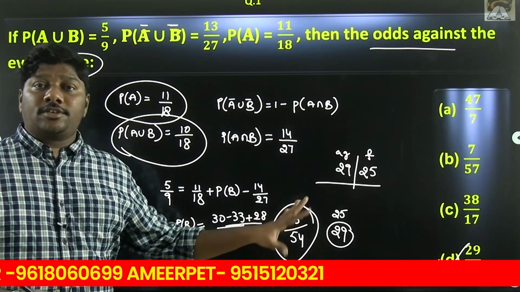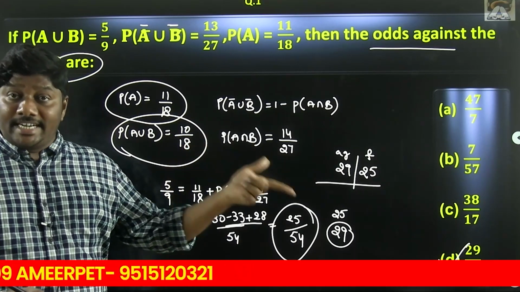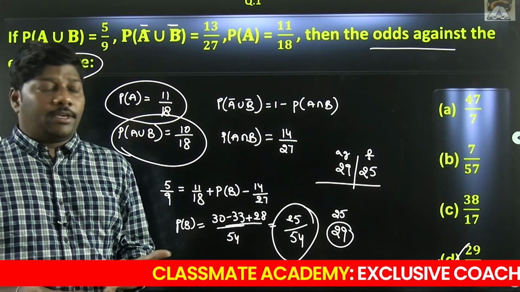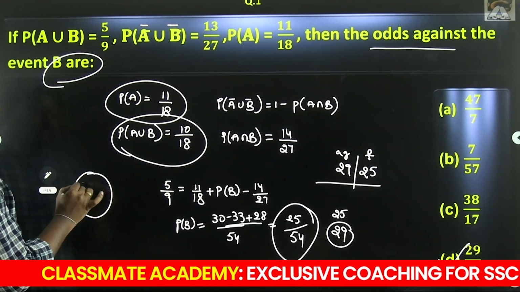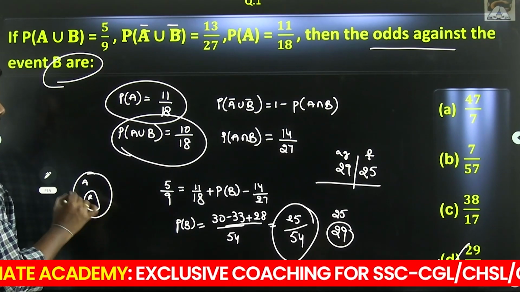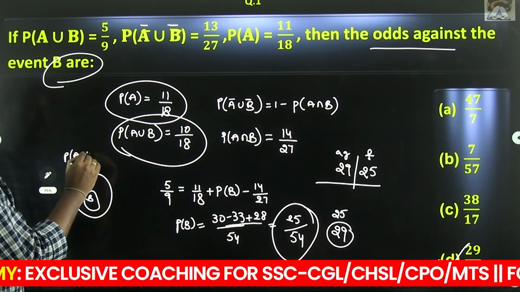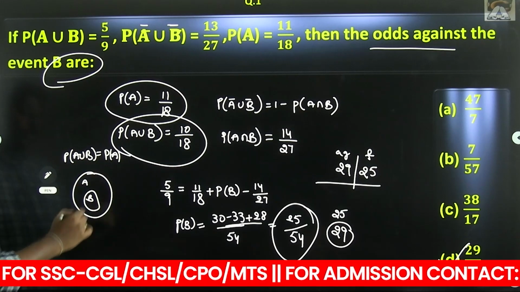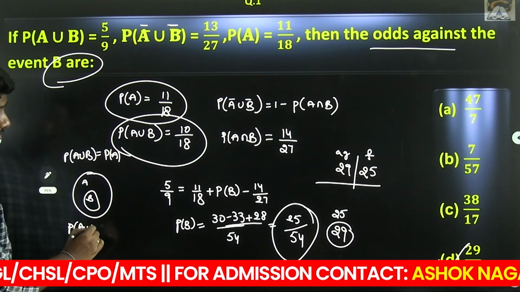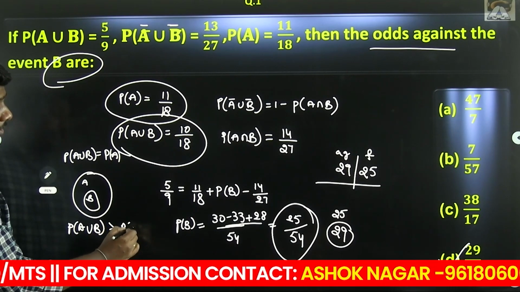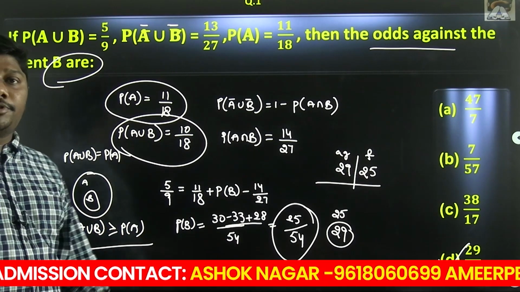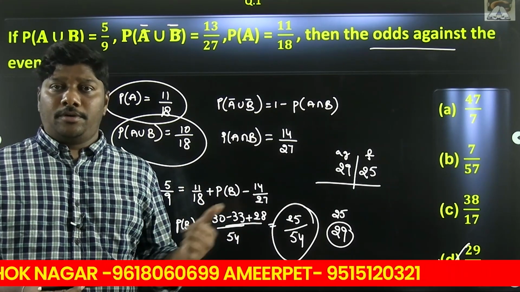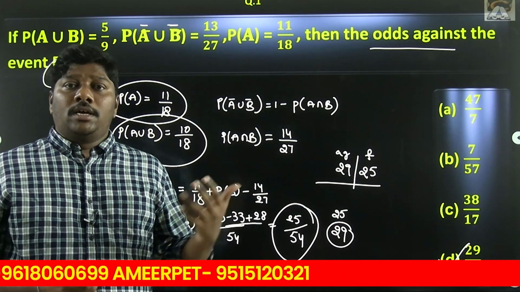But this question is conceptually wrong, because P of A union B should be definitely greater than P of A, or at least you can say greater than or equal to. If B is a part of A, in this case P of A union B is equal to P of A. But anytime you take it, P of A union B should be greater than or equal to P of A. So it is conceptually wrong. But if you apply the formula, you will get it. So you can challenge these kinds of questions by saying the P of A union B value is greater than or equal to P of A.